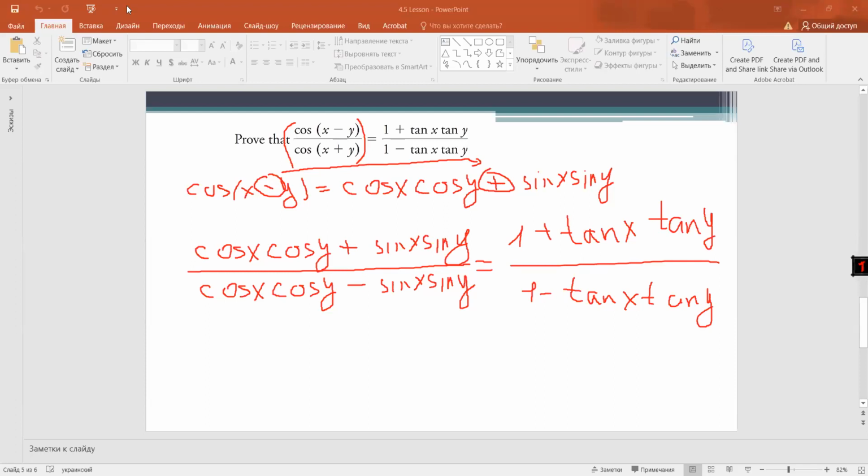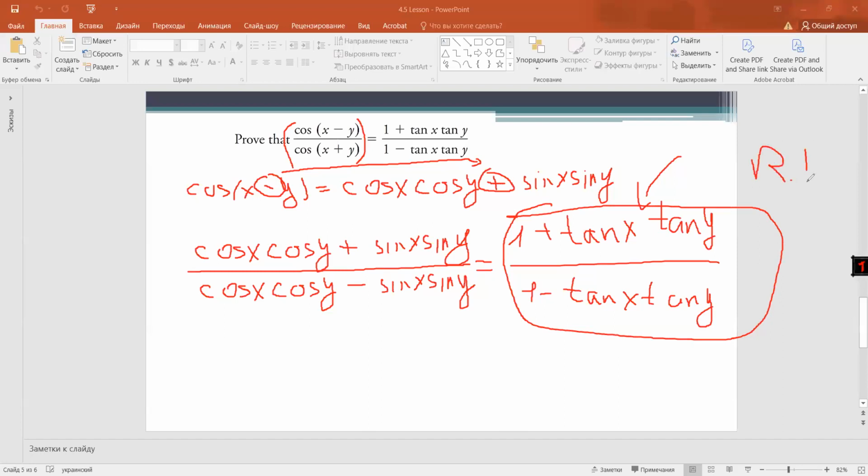I believe, guys, nobody has an idea what to do next, and I'm going to tell you. Now let's write the identity for the right-hand side. The left-hand side we already expanded. Is that correct? This is cosine(x minus y) over cosine(x plus y). Now let's work on the right-hand side.